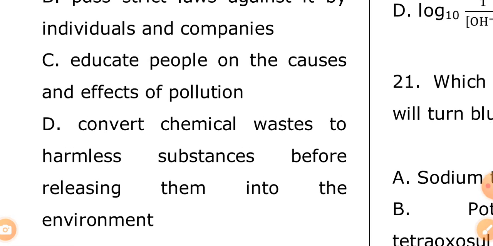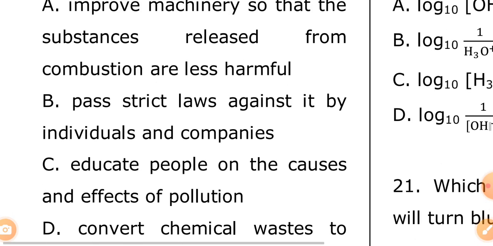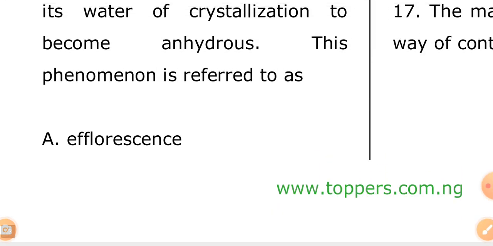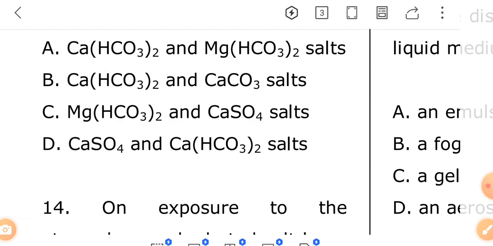What do you think is the answer? The answer actually is C. Educate people on the causes and effects of pollution. When people are educated, when people know the causes and effects, it will go a long way to curb pollution, right?